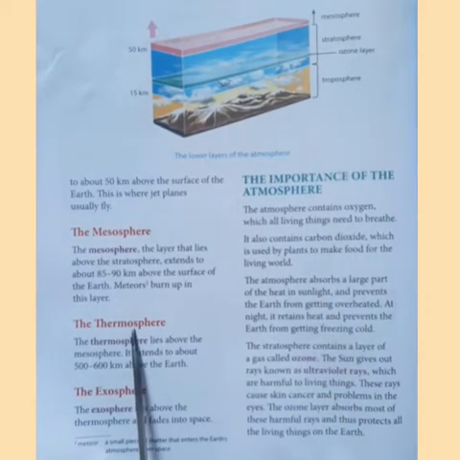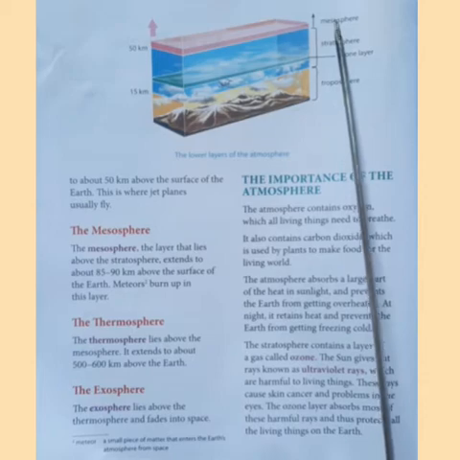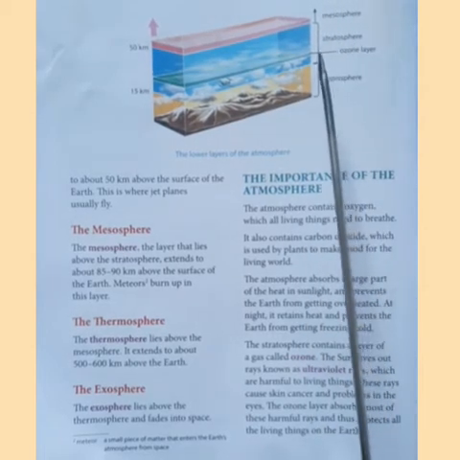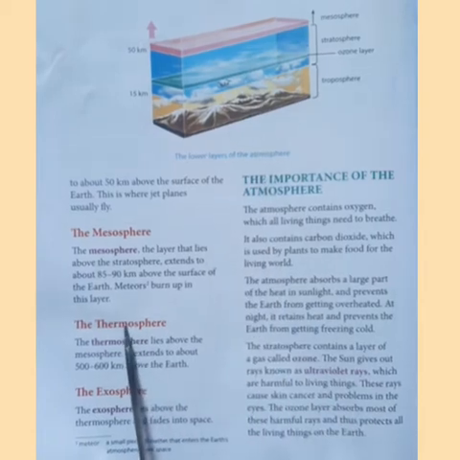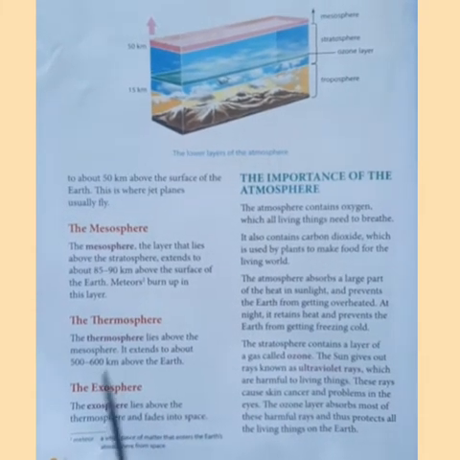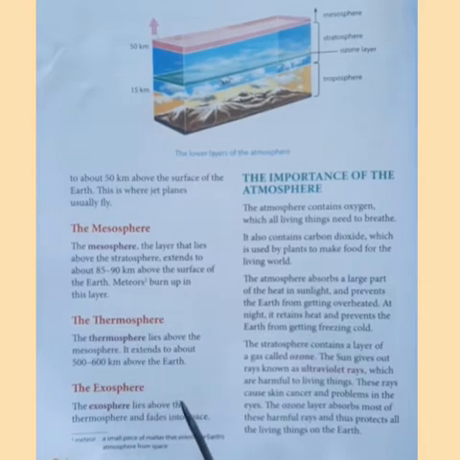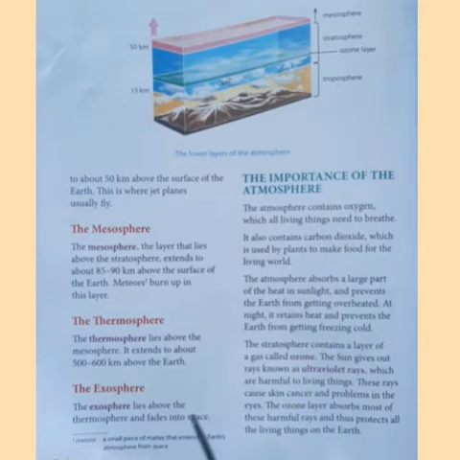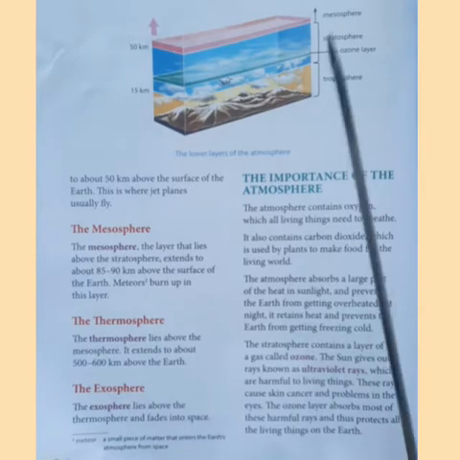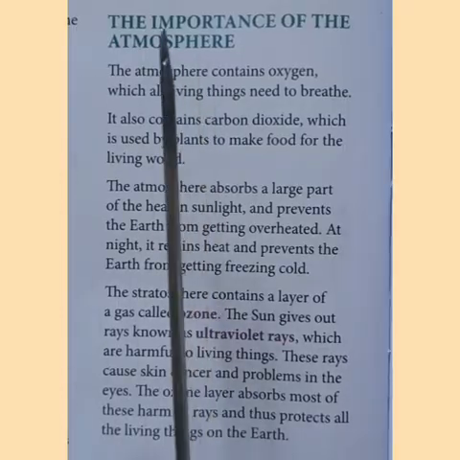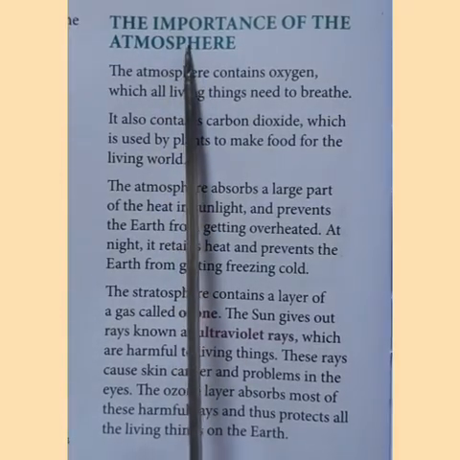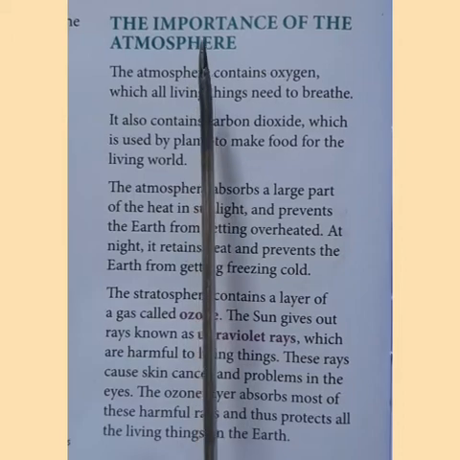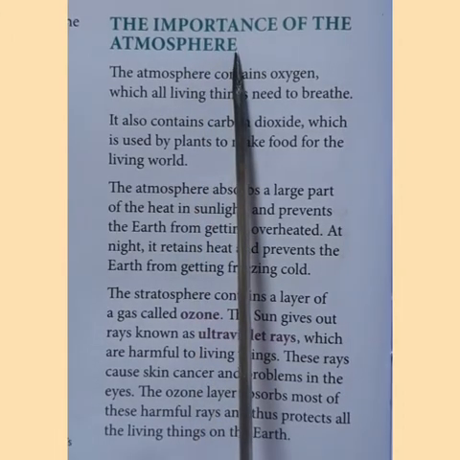Next we have the thermosphere, which lies above the mesosphere and it extends about 500 to 600 kilometers above the surface of the Earth. After the thermosphere, we have the exosphere, which lies above the thermosphere and it slowly fades itself into the space. The air layer becomes thin and finally fades into the space. Now we all understood the different layers of the atmosphere. Which are the different layers of the atmosphere? Troposphere, stratosphere, mesosphere, thermosphere and exosphere.